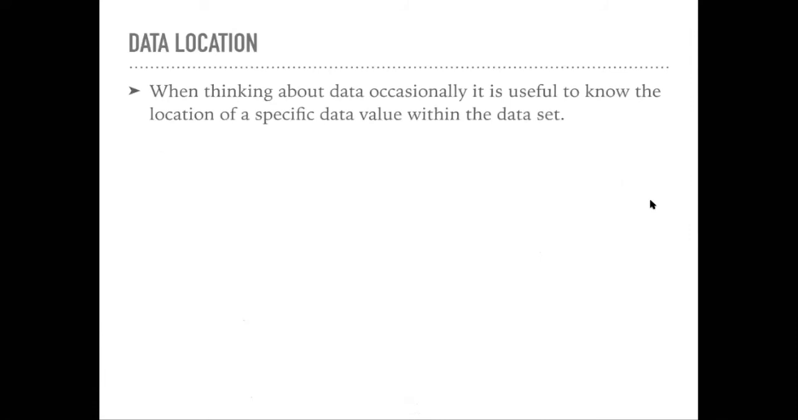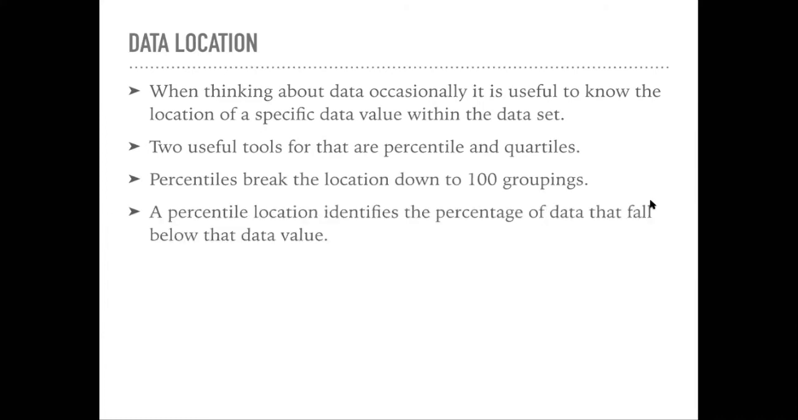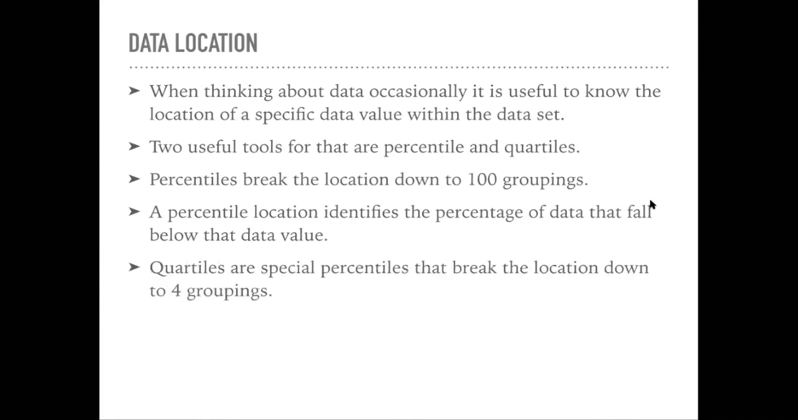When thinking about data, occasionally it's useful to know where the data value is located within the set. So two useful tools that we have for talking about this would be percentiles and quantiles, or quartiles. Percentiles break the location into 100 groupings. A percentile location identifies the percentage of the data that falls below that data value. Quartiles are special percentiles that break the location down into 4 groupings.